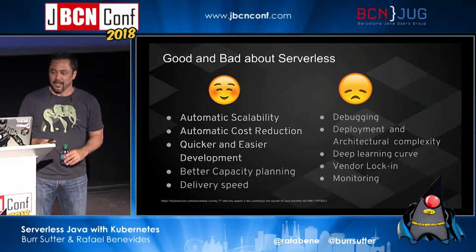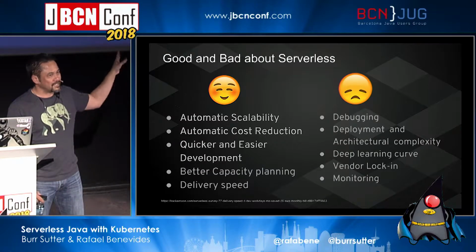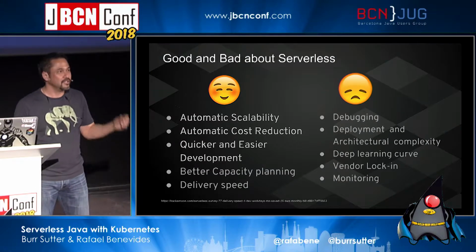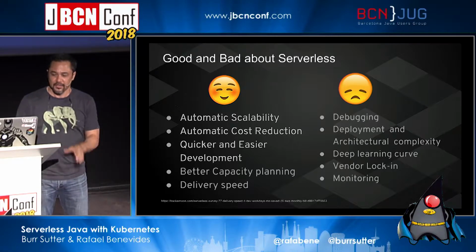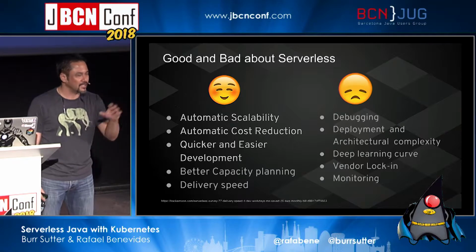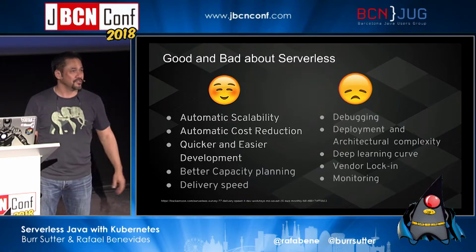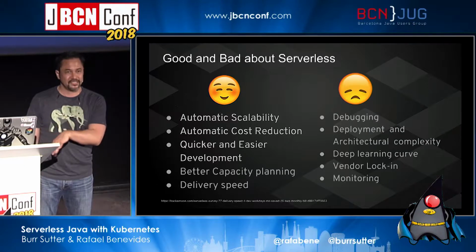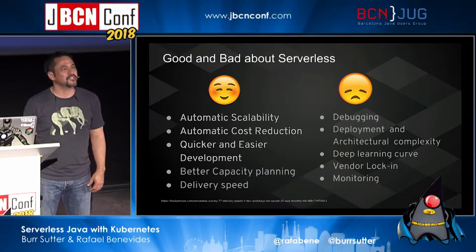All right? Now, this is another version of that same slide, but it's the good and the bad, right? You get automatic scalability, you get automatic cost reduction. It's certainly easier and faster to build functions versus, let's say, microservices. You can also do better capacity planning because all you have to do is kind of load test and figure out exactly what you need from a capacity standpoint. And so it's nice, but you lose the debugging, you lose the nice CI/CD, you get some vendor lock-in over there. And that's actually the biggest challenge we see with serverless architecture right now.